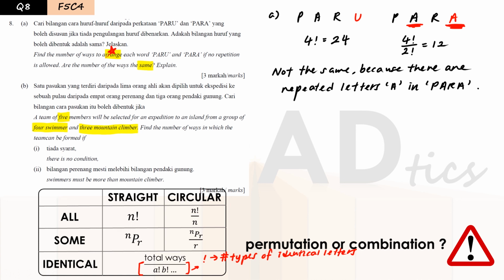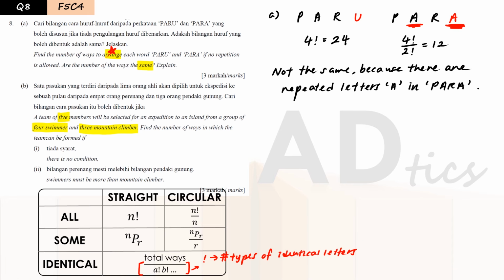Let me give you 5 seconds to think about the answer. And the answer is, this is a combination question. The reason is because we are just forming the teams. We are not selecting the people and then arranging them in the team. We are just selecting the people to form the team, which does not involve arrangement.